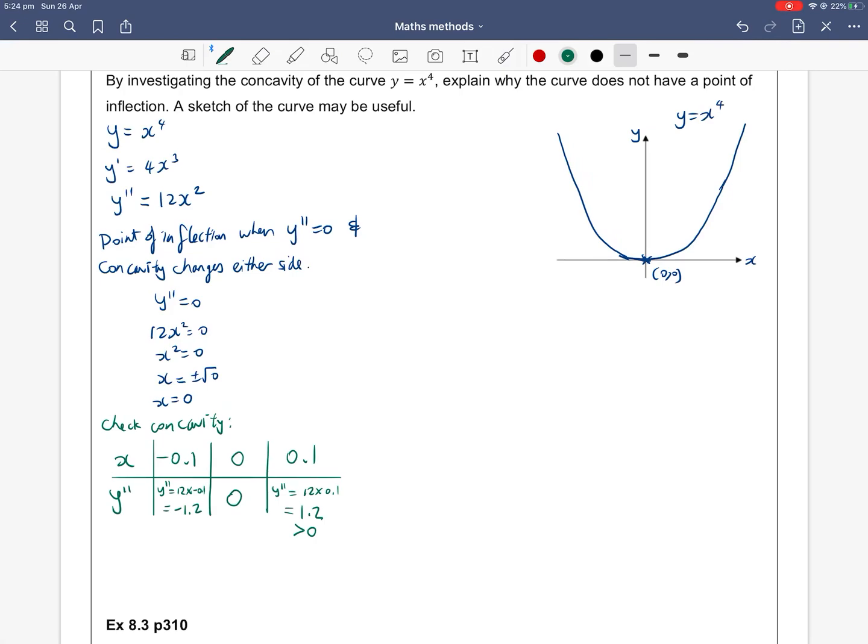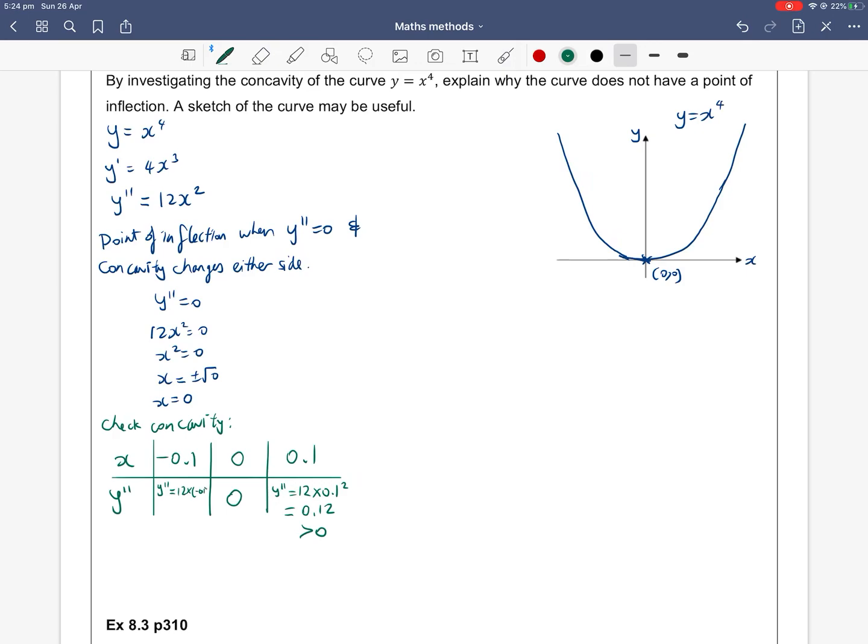Oh my gosh, I did something wrong. Backtrack time. I can't read the question because y dash dash is not 12 times x, it's 12x squared. So go back, Miss Chan. Let's do that again. I feel even more dumber now, but that's okay. We learn. So let's learn how to read our writing. y dash dash was 12x squared. So it's 12 times 0.1 squared, which gives me 0.12, which is positive, okay?